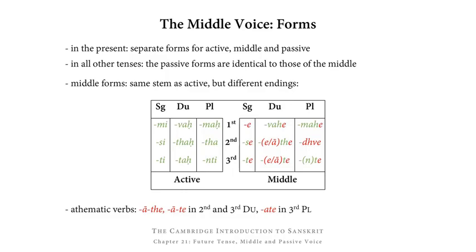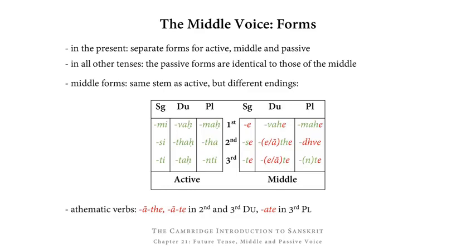Then on to the plural. In the active we have mah, tha and nti. In the middle we have mahe, dhwe and nte. First and third person, mah and nti, and their counterparts mahe and nte, fairly easily recognizable, but the second person plural, dhwe, is fairly different or completely different from tha, so that is a form that should be properly memorized. So mahe, dhwe, nte.